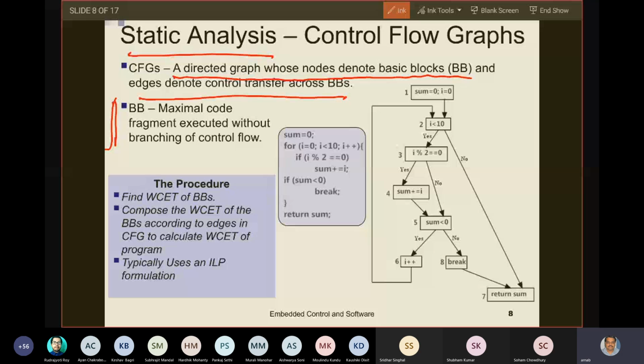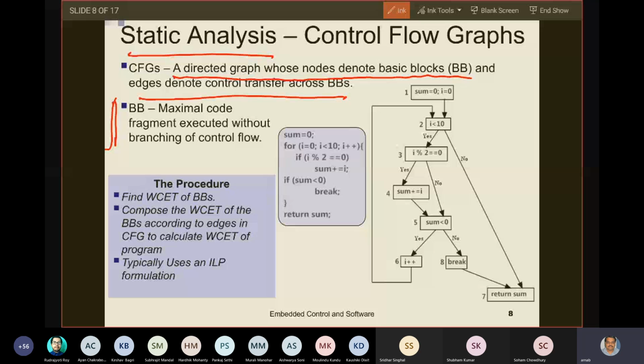And if you have a control flow branch statement, like an if statement, then the next statement after that if statement, after that condition, is also the beginning of a basic block.